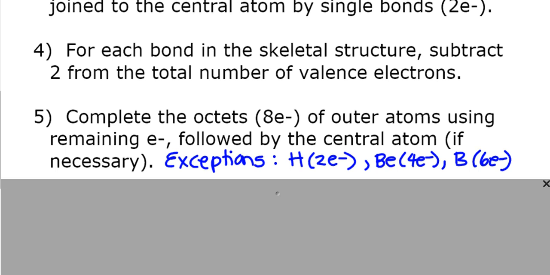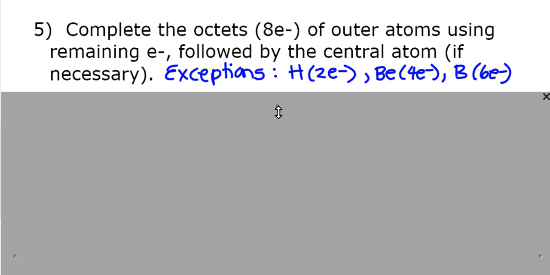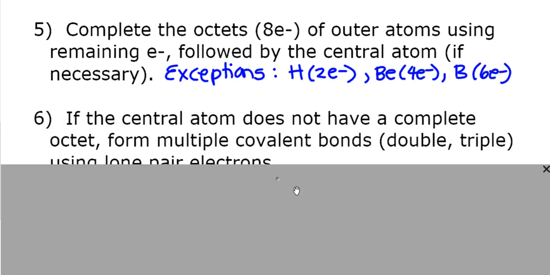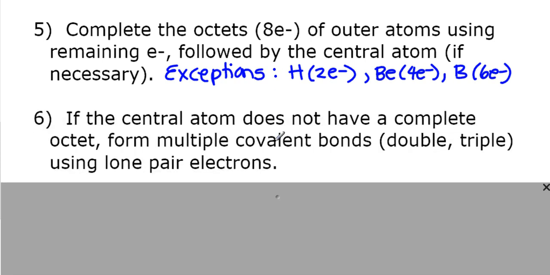The last 2 steps may or may not happen, and it depends on your compound. So if after you've done steps 1 to 5, you look at your central atom and it doesn't have a complete octet, which means it doesn't have 8, so you try to make 8 around everything in step 5, but the one in the center doesn't, then this is where you're going to need to make multiple covalent bonds, double or triple bonds. And you're going to have to share electrons from lone pairs.